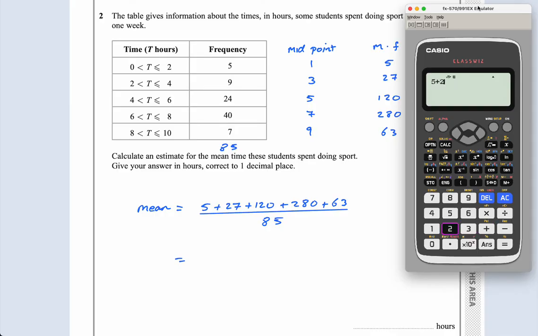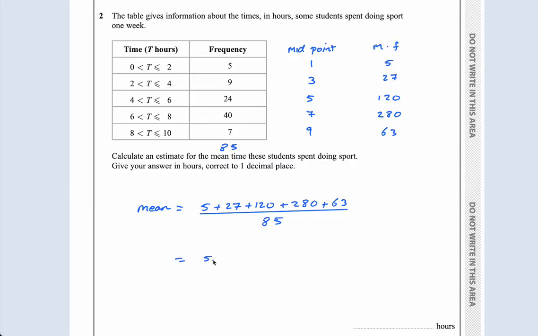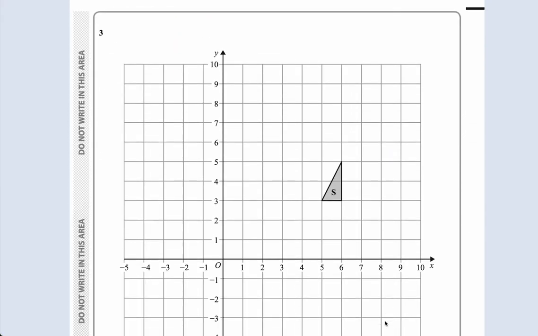5 plus 27 plus 120 plus 280 plus 63, that divided by 85 is 5.8235. It says correct to 1 decimal place, so we put 5.8. Okay, question 3.